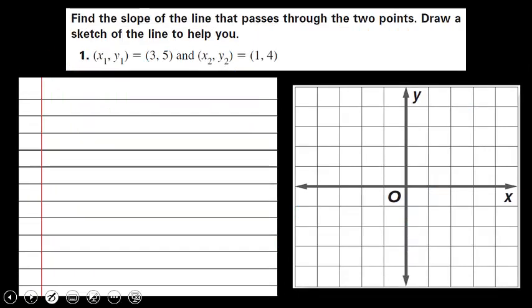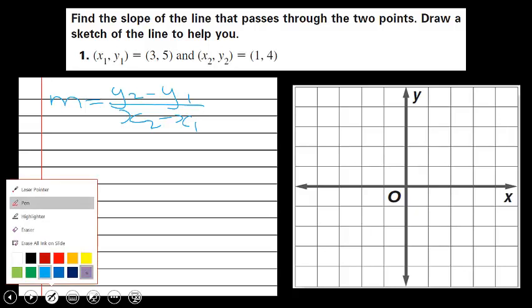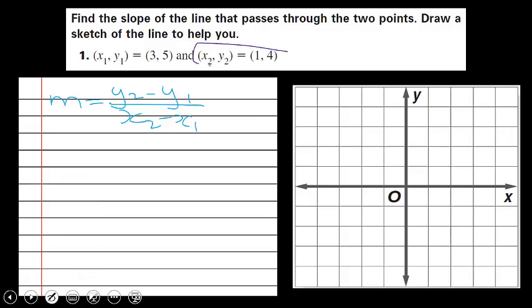Find the slope of a line that passes through 2 points. Draw the sketch of the line to help you. So let's see. It already tells us x1, y1 equals 3, 5, and x2, y2 equals 1, 4. So I'm going to start with my generic equation. M equals y2 minus y1 over x2 minus x1. So I'm going to say y2 is 4 and x2 is 1, and y1 is 5 and x1 is 3.